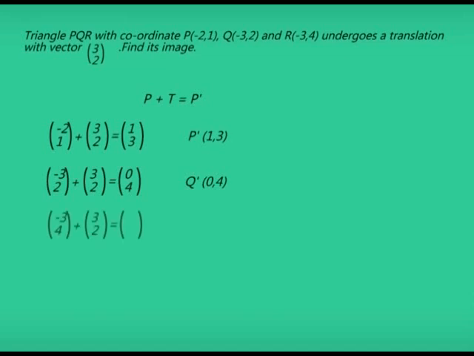Finally, R, (-3, 4) plus (3, 2). -3 plus 3 is 0. 4 plus 2 is 6. And so R prime is (0, 6). And here are the coordinates of the image.